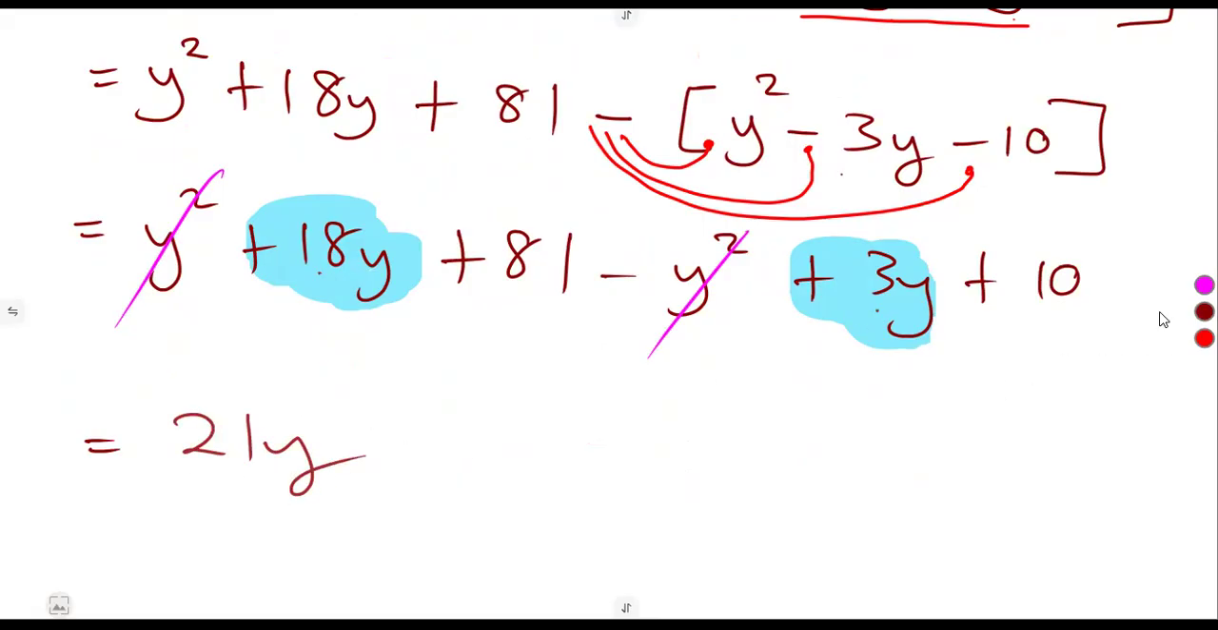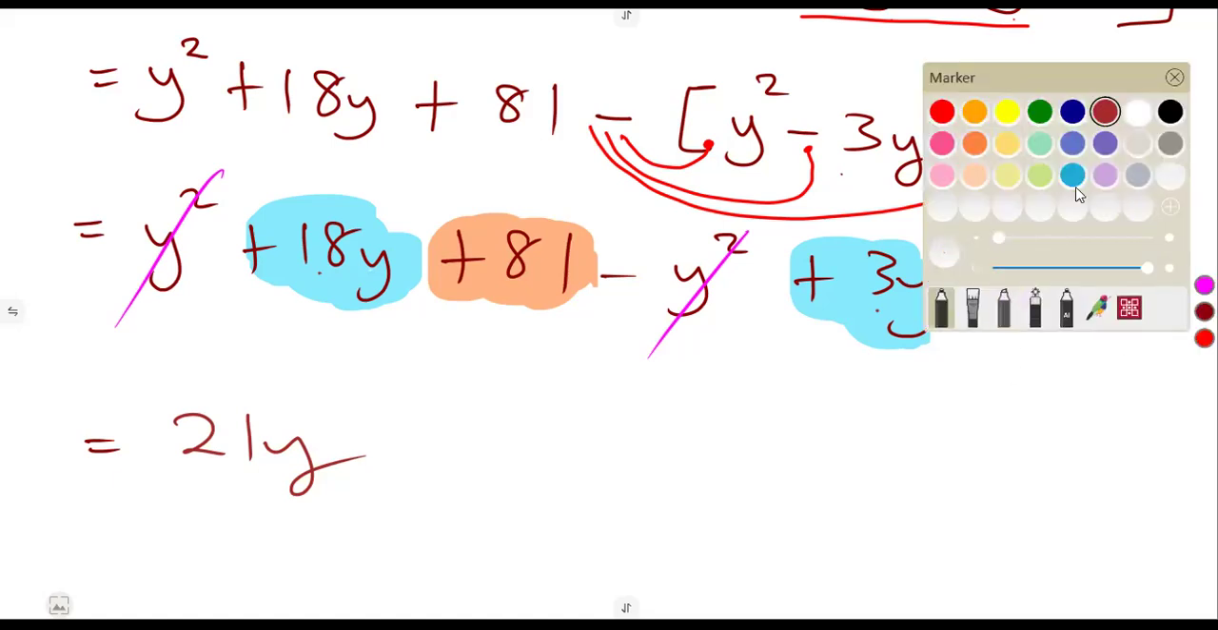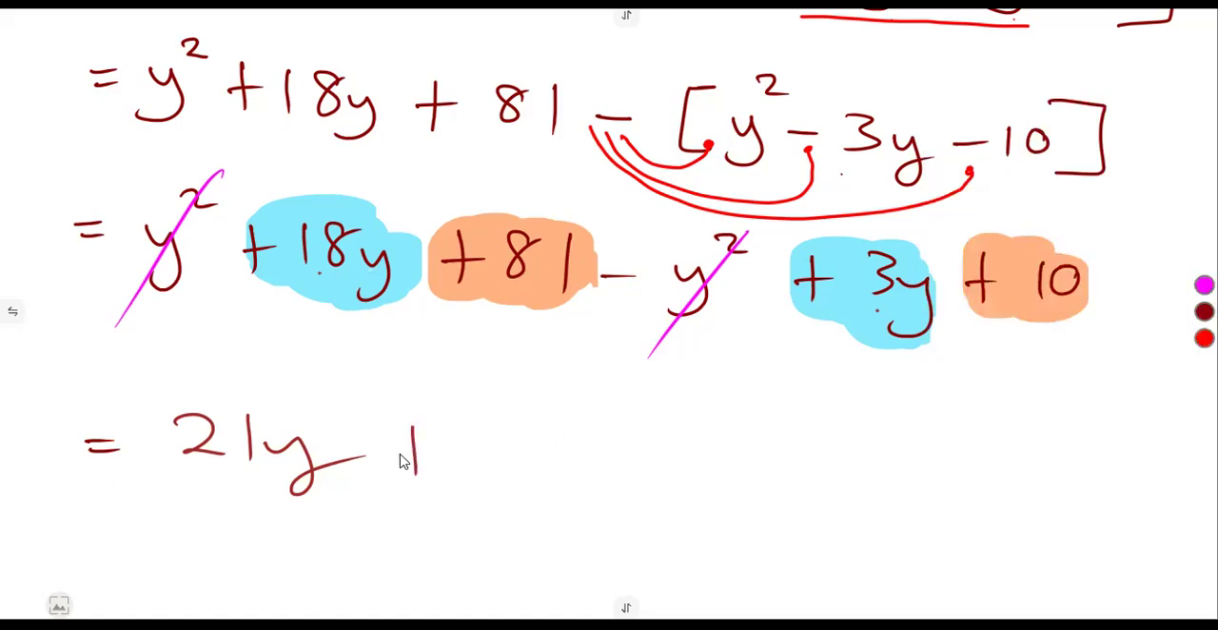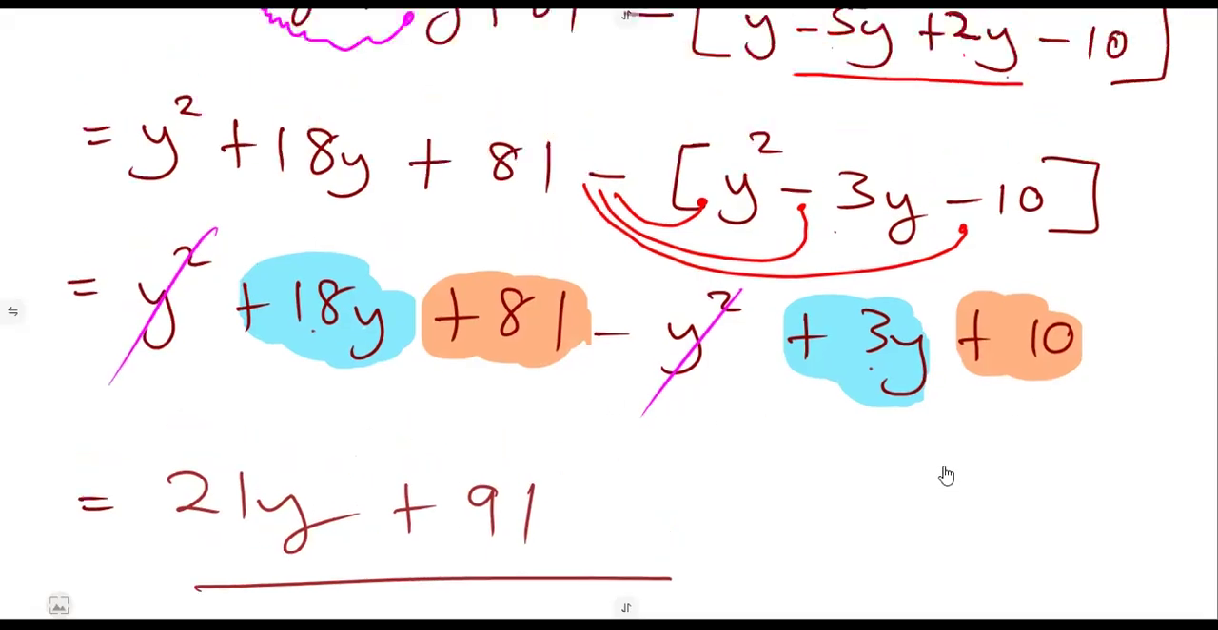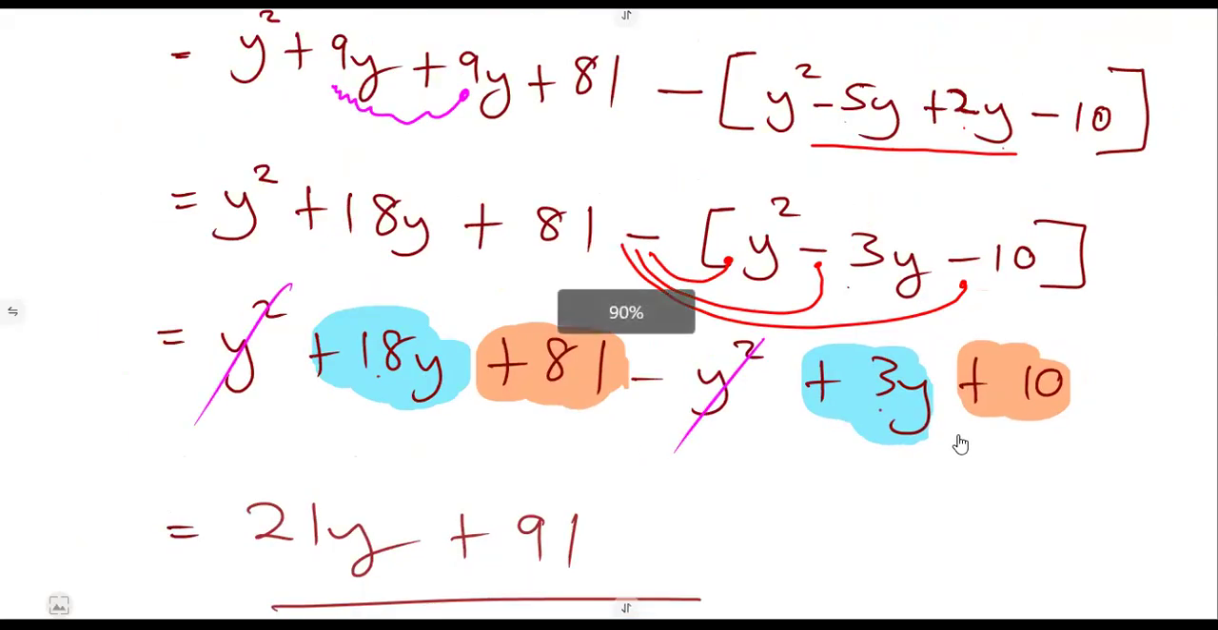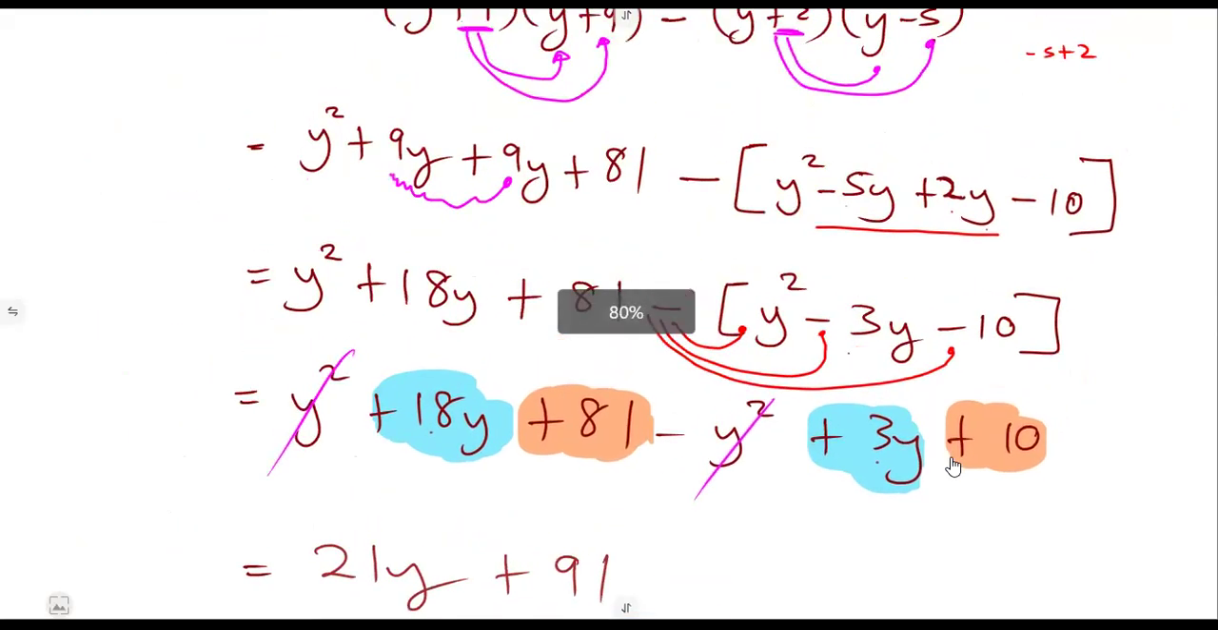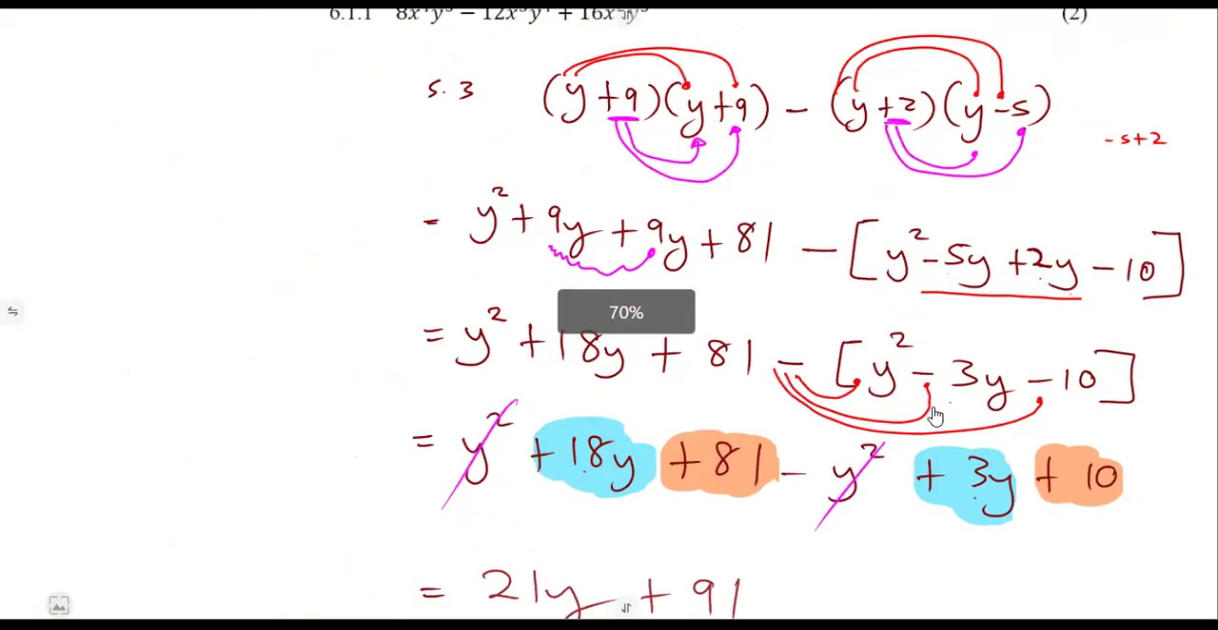All right. Then moving on to the part of the numbers, the constants, 81 and 10. We can add these two. 81 plus 10, which is what? 91. So it was going to give us a 91 at the end. So this is it, guys. 21y plus 91. It cannot be simplified further from here. We're just going to leave our answer as it is.